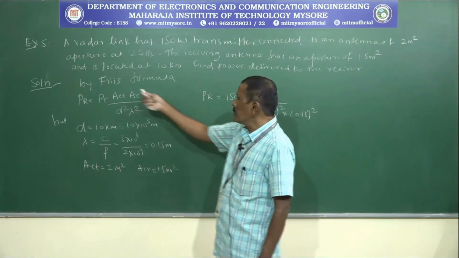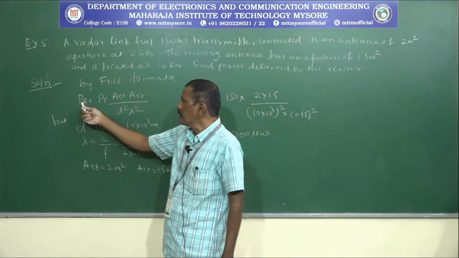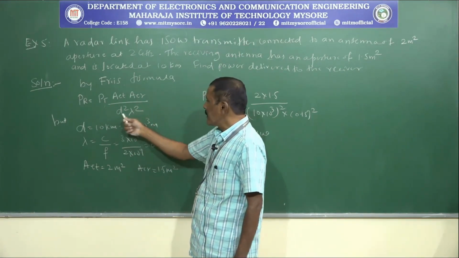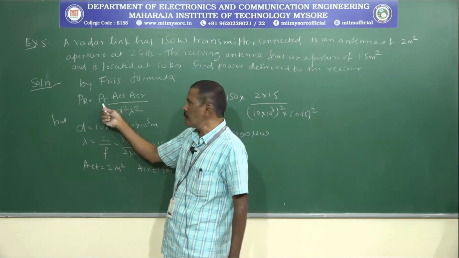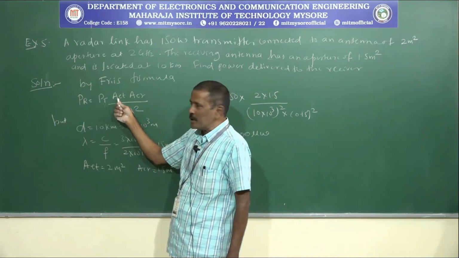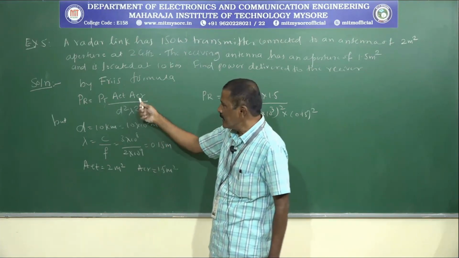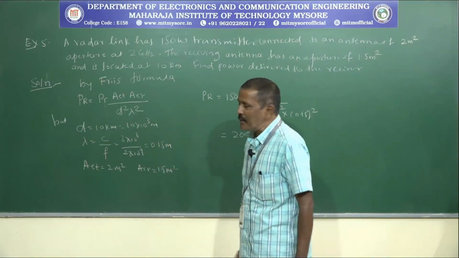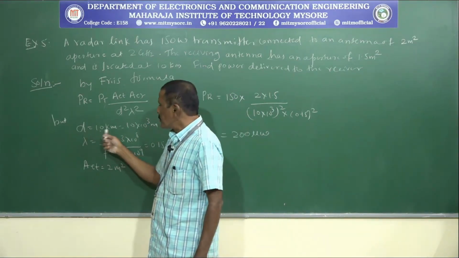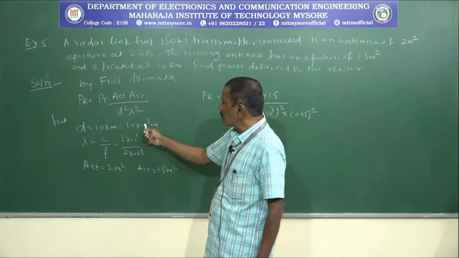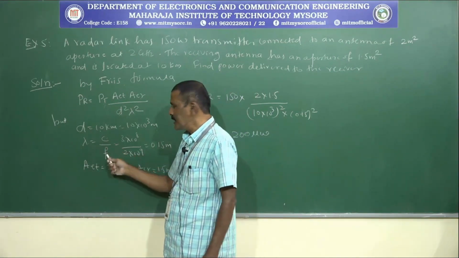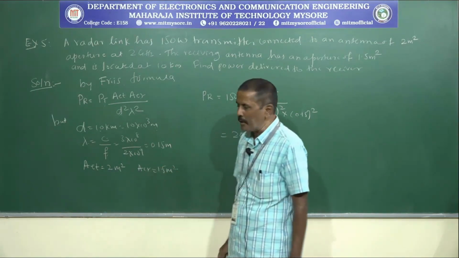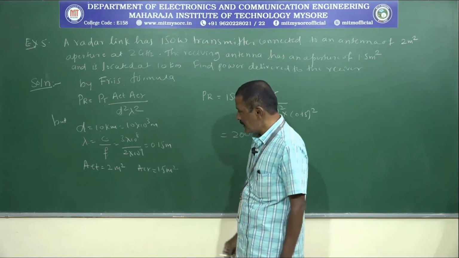The given problem can be solved using the Friis formula. In the Friis formula, the received power is equal to Pt into AET into AER divided by d square lambda square, where Pt is the transmitted power, AET is the effective aperture of the transmitting antenna, AER is the effective aperture of the receiving antenna, d is the distance between the transmitter and the receiver, and lambda is the wavelength. And d equal to 10 kilometers, convert into meters, 10 into 10 to the power of 3 meters, and lambda is equal to c divided by f. c is the velocity of light, 3 into 10 to the power of 8 divided by 2 into 10 to the power of 9. This is going to be 0.15 meters.